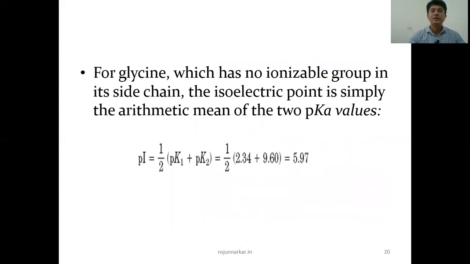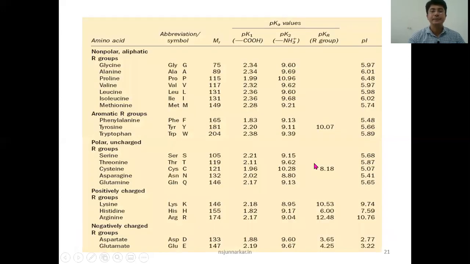For glycine, which has no ionizable group in its side chain, the isoelectric point is simply the arithmetic mean of the two pKa values, the pKa of the carboxyl group and the pKa of the amino group. So it comes to 5.97 for glycine.